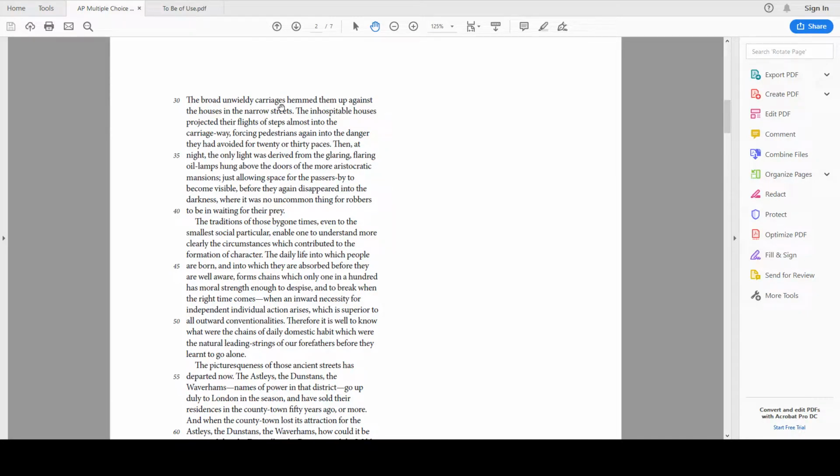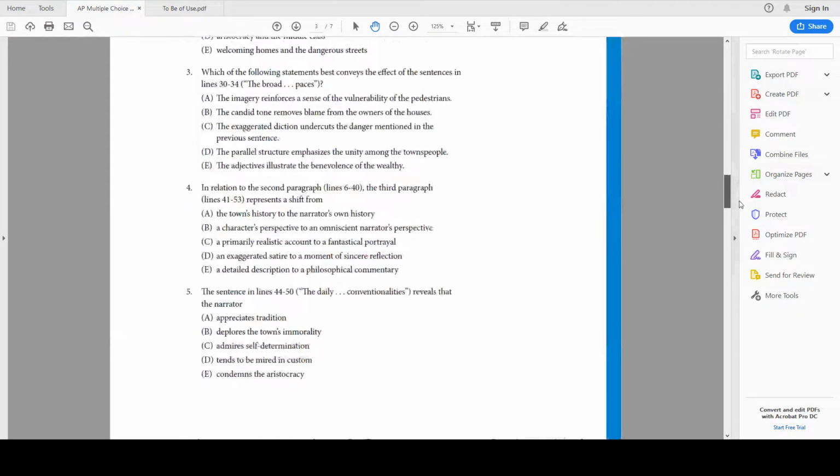We started with the carriages in the last question, and then it says, at night the only light was derived from the glaring, flaring oil lamps hung above the doors of the more aristocratic mansions, just allowing space for the passersby to become visible before they again disappeared into the darkness, where it was no uncommon thing for robbers to be in waiting for their prey. Wow, that's no joke. Okay, kind of intense.